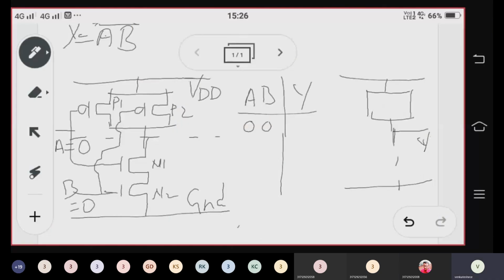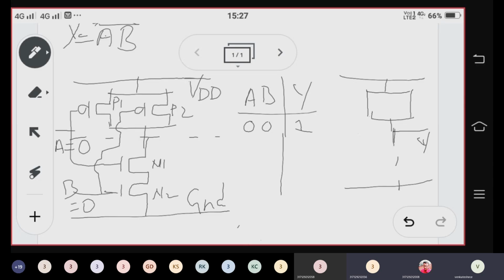In between pull up and pull down, is VDD connected to the output or is ground connected to the output? VDD, sir. VDD is connected to the output, so our output becomes a 1.